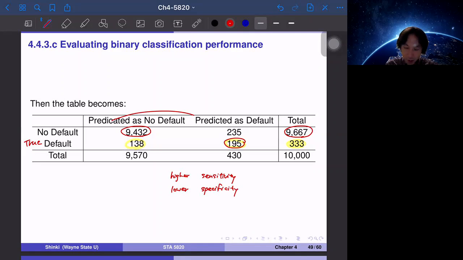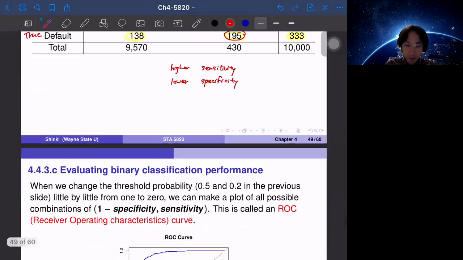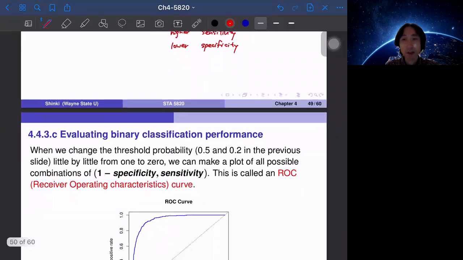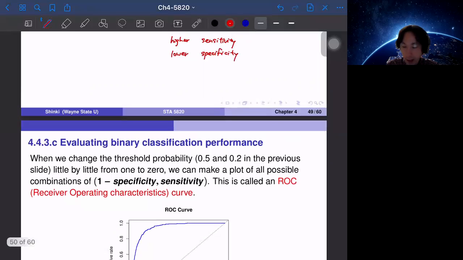So the decision boundary matters for the prediction. So we want a more general, more comprehensive criterion to see the prediction performance. And that is the ROC curve.